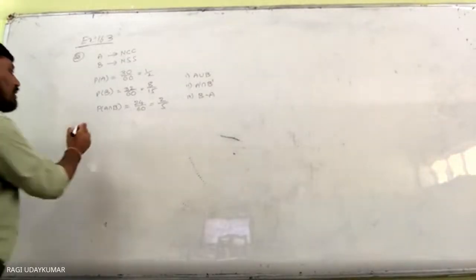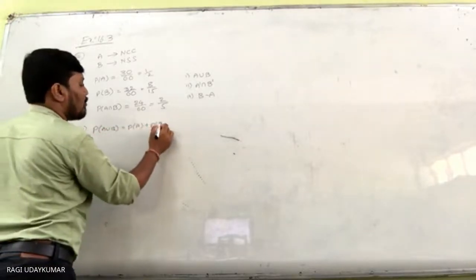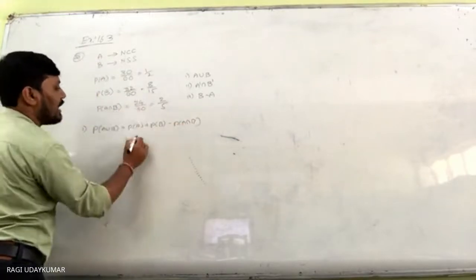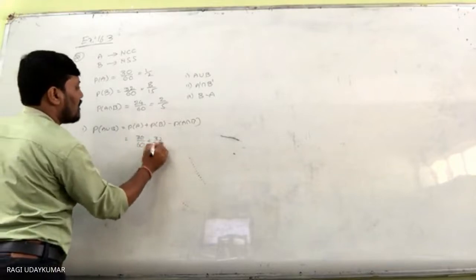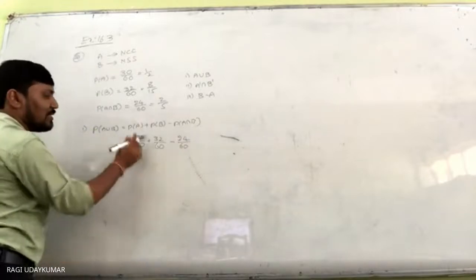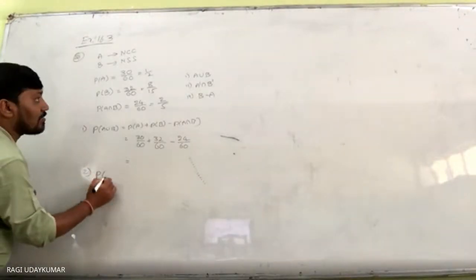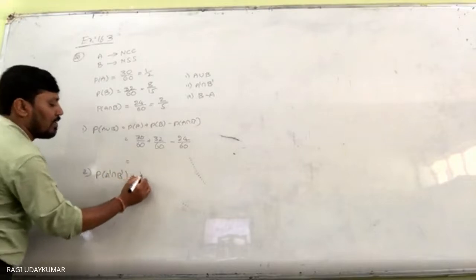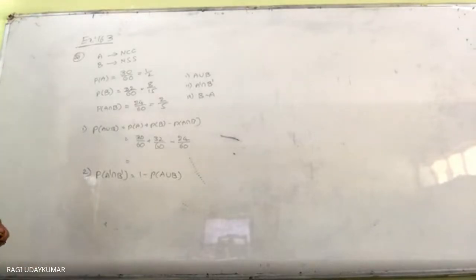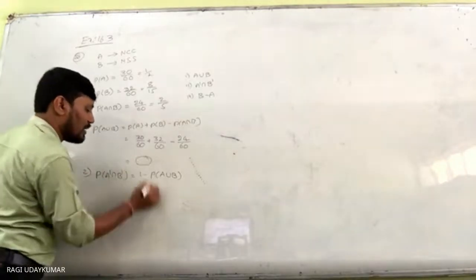It is very simple to calculate. First, probability of A union B is equal to probability of A plus probability of B minus probability of A intersection B. You can directly write this as 30/60 plus 32/60 minus 24/60. For easy calculation, I am writing 62 minus 24. Calculate it. Next, you can do it: probability of A complement intersection B complement is 1 minus probability of A union B, by using De Morgan's laws. So 1 minus whatever number you get.